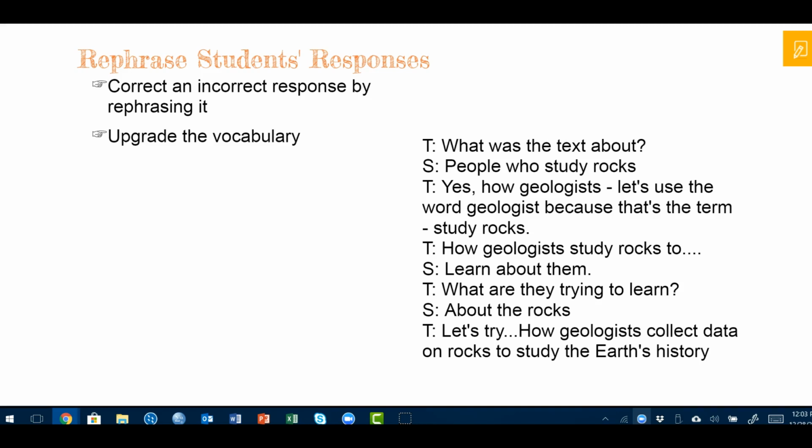And so then the teacher says, well, let's try this. How geologists collect data on rocks to study the Earth's history. So all this teacher is doing there is rephrasing the student's responses, right? Keeps working with this particular student to get at something that's worded in a much more academic nature, okay? And so you can see here that it's a great deal of time to answer the question, what was the text about?